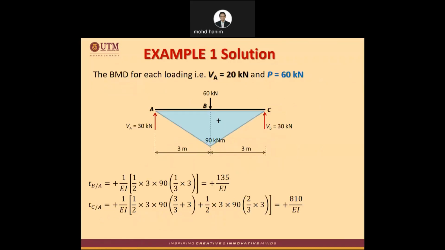This is the moment diagram. Sorry, 90. What is 90? 90 is 60 times 6 divided by 4. WL over 4 equals 90. 60 times 6 is 360, 360 divided by 4 is 90. And this is the maximum moment at mid distance.